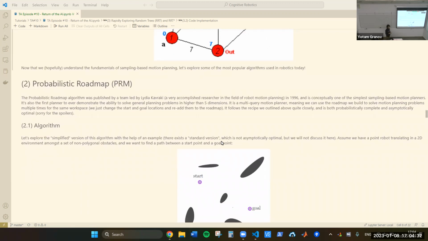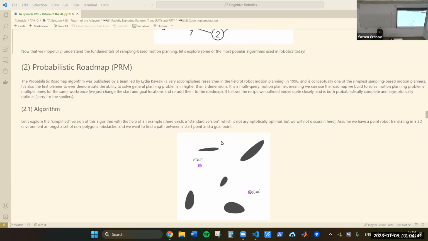So let's look at some actual algorithms now. The first one we'll look at is probabilistic roadmap, which is very much what we've just described. It's almost one-to-one with the recipe we've explained here. It was developed in 1996 by Lydia Kavraki, who's very well known in the field of motion planning for her contributions.